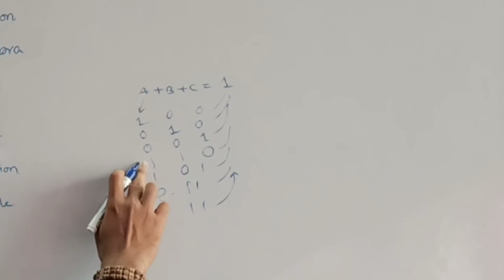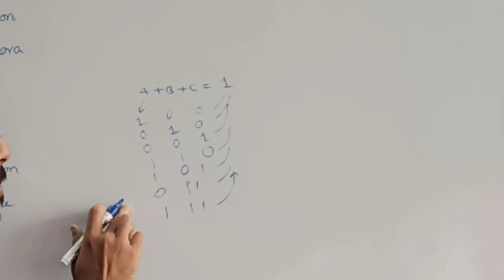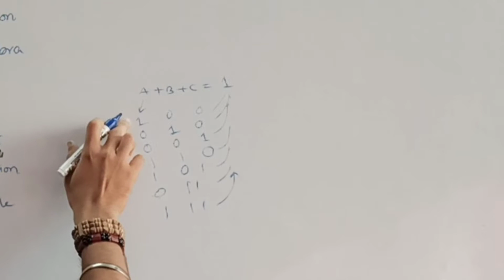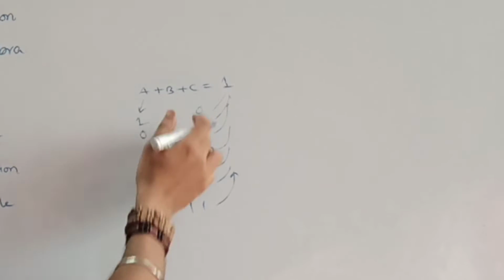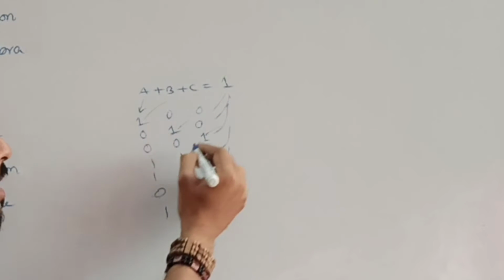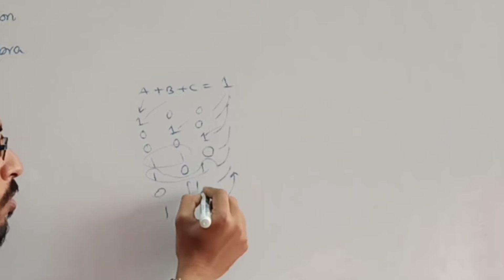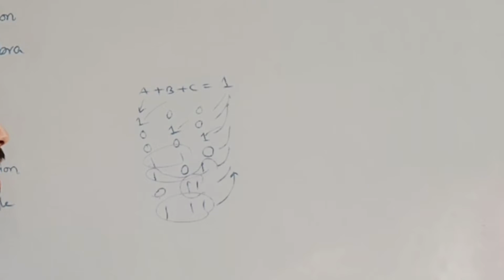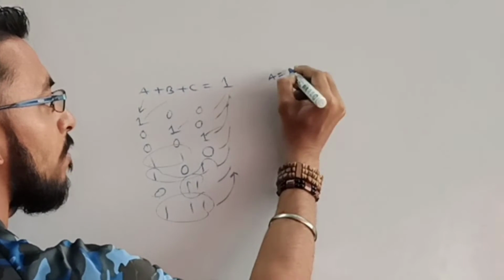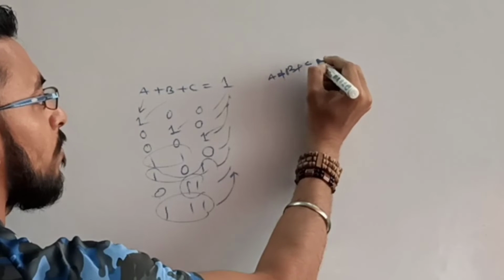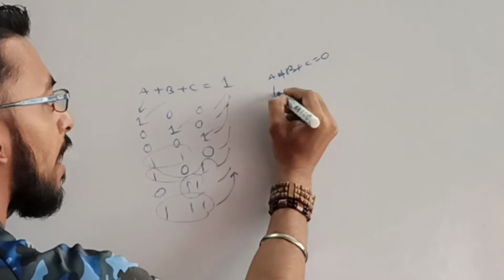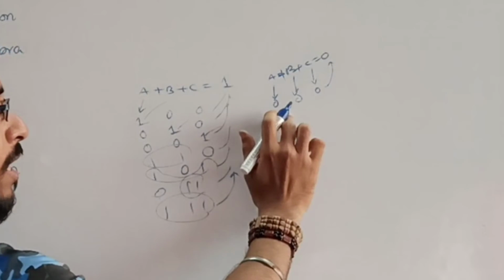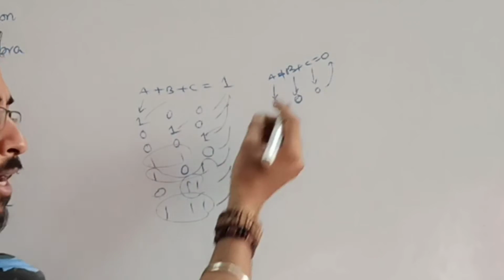It means in Boolean algebra, my sum of literals will give me 1 if any of the inputs is 1 or all are 1. In that case, my output will become 1. And when will A plus B plus C become 0? When A equals 0, B equals 0, C equals 0. This is the only case for addition where my output becomes 0.